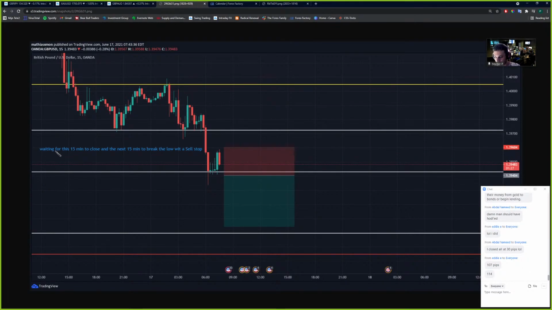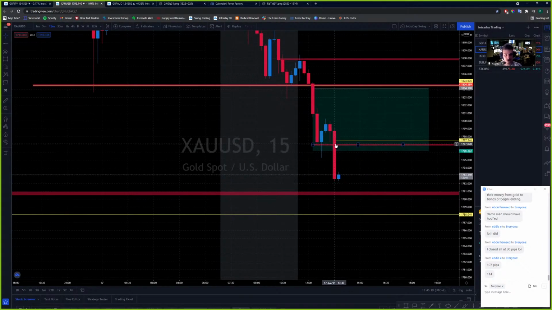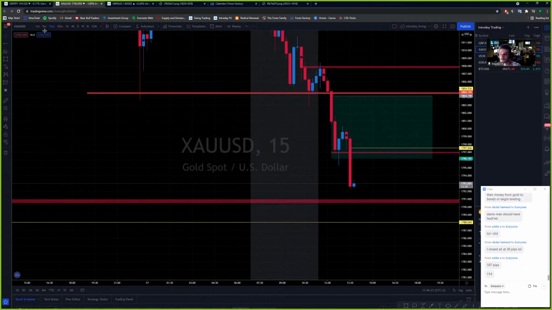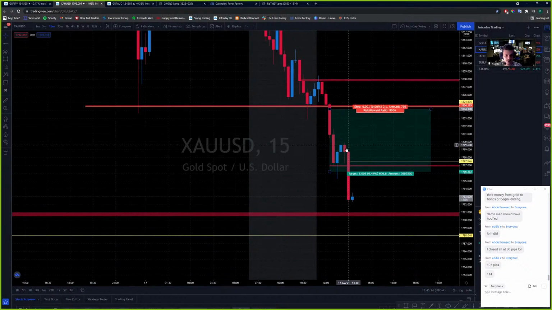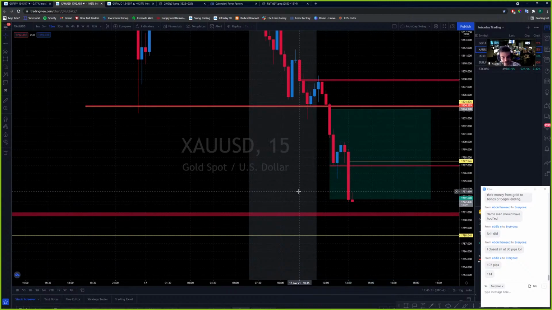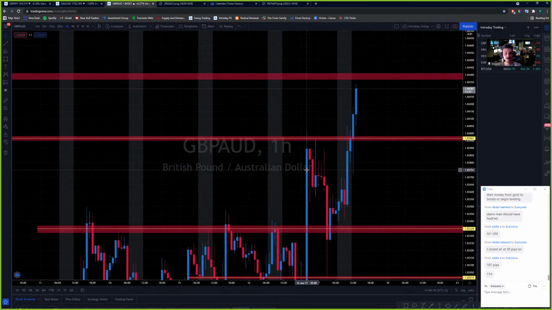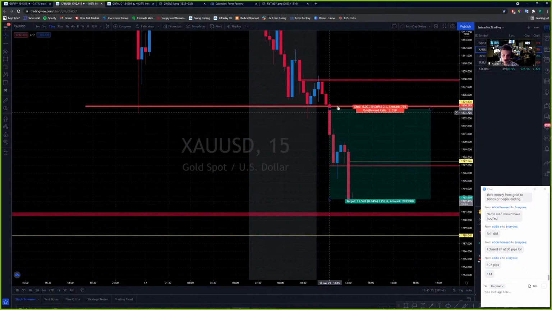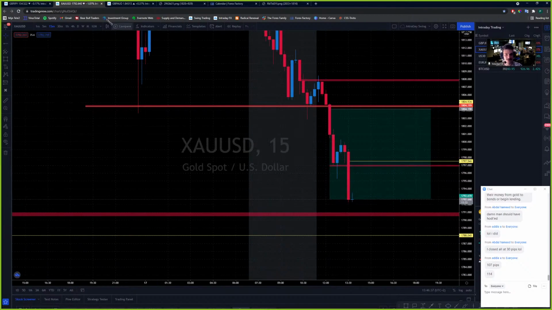Let's take a look at this chart. Waiting for 15 to close and the next 15 to break the low with a sell stop. This GU, it's trending down. I think that makes perfect sense. That's kind of what I would want to see on gold, but it moved down so fast because I missed the first entry over here, but I'm happy with this entry over here. And at this point, price would have hit the 100 pip target, so it is what it is. But I'm happy with today. Next time, you'll see me hold full position down to 80 pips.